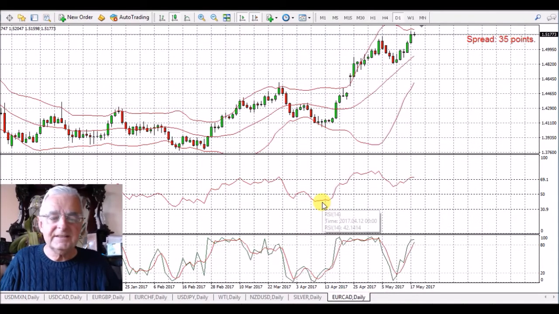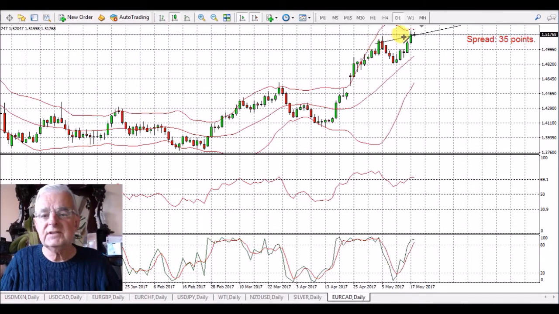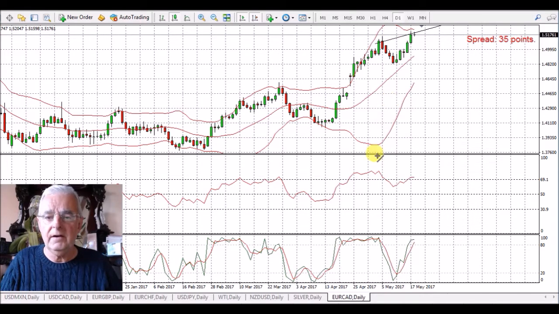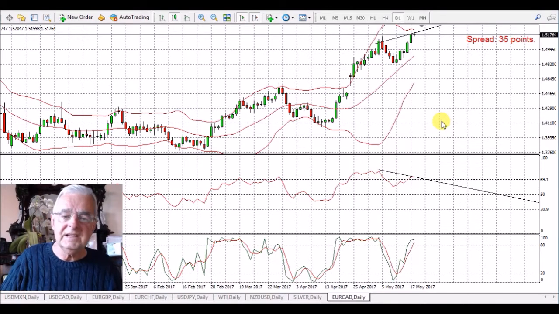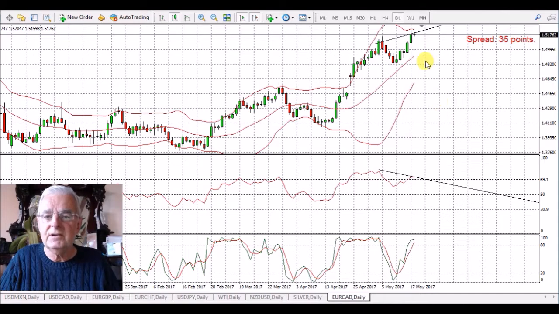Euro CAD. Now this is very interesting actually. This is the one that I wanted to get to, and you've got the same setup here. You've got the candles making a higher high, and the RSI making a lower low, and this normally indicates a decline in the market. So I'm expecting this candle now. I'm expecting the Euro CAD to short, and the sentiment is here in the RSI.